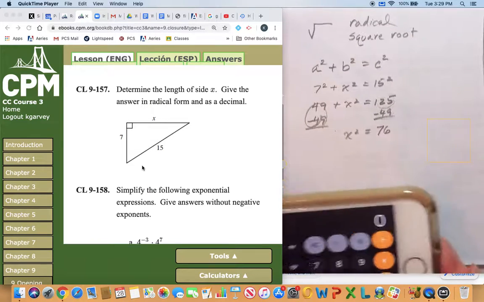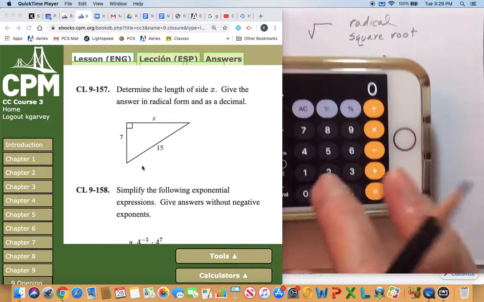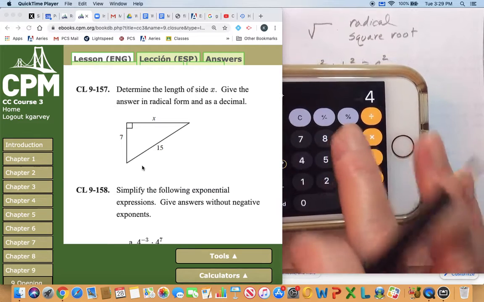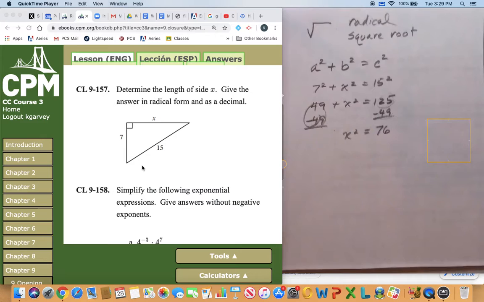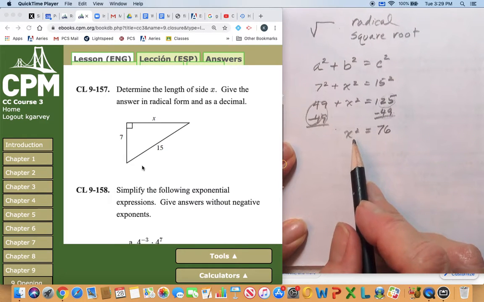Why don't we check that with our calculator? Okay, so 125 minus 49. 125 minus 49 is equal to 76. So that's correct.